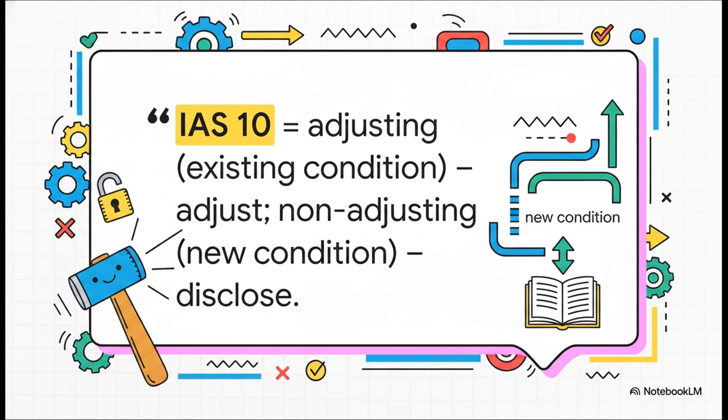IAS 10 equals adjusting, which means it's an existing condition, so you adjust. Non-adjusting means it's a new condition, so you disclose. Keep it exactly that simple.